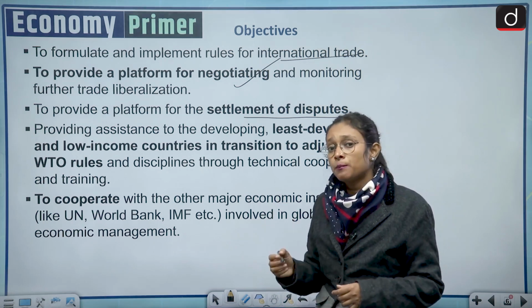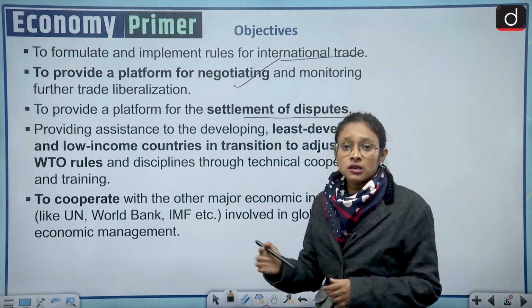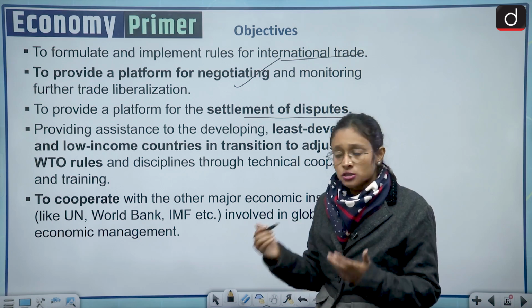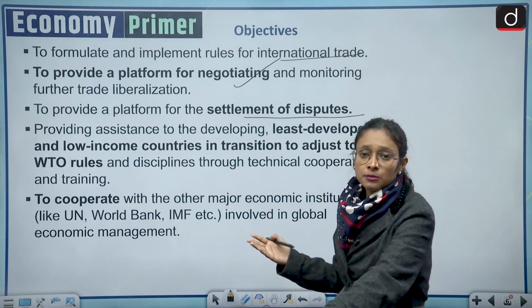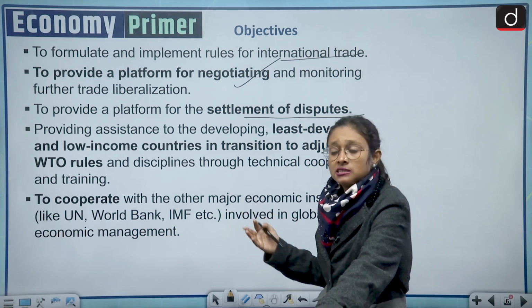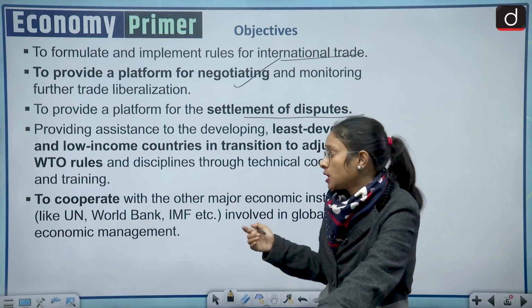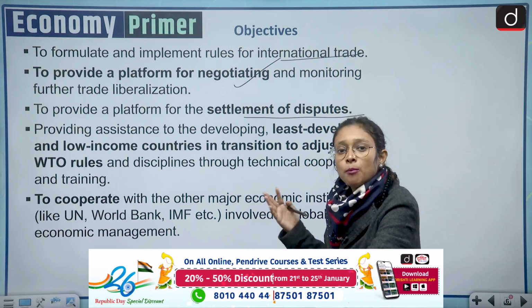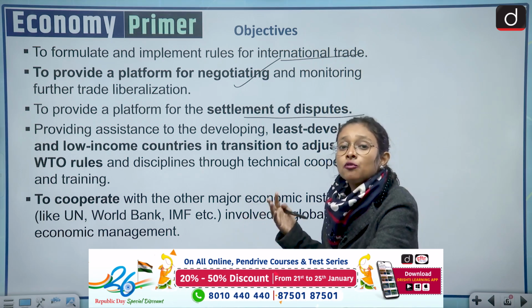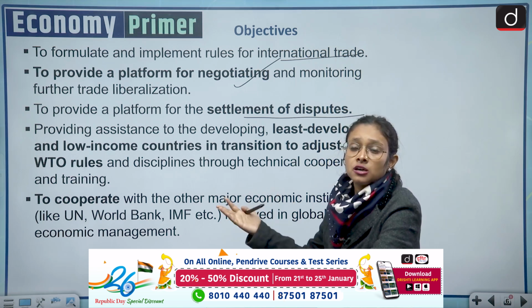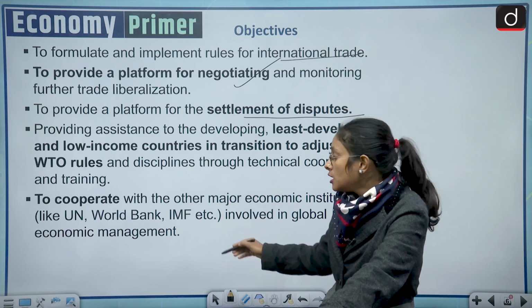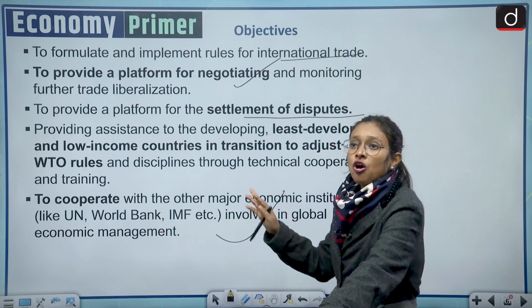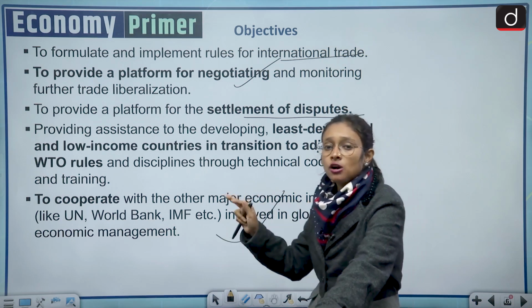So there should be a platform to initiate that, to solve all these disputes. And then it also boosts the economy of low income countries. So in that way, this is very helpful for the low income countries. And also it cooperates with the different world economies and world economic organizations, just like World Bank, UN, IMF. So it helps to offer economic management throughout the world.